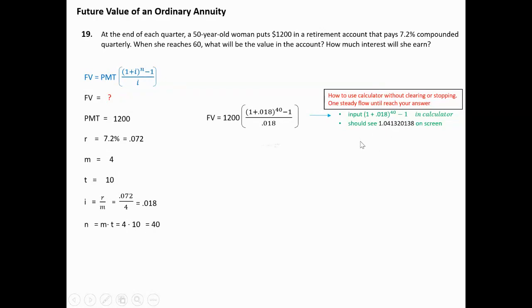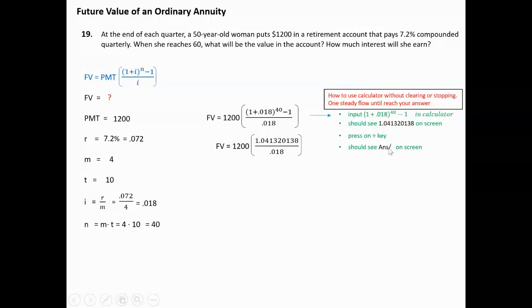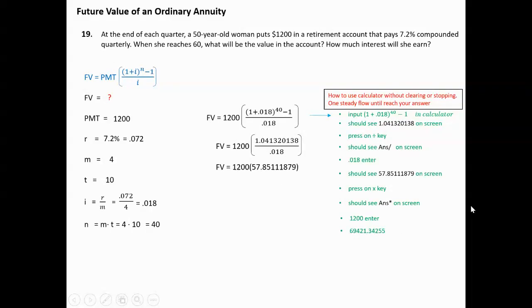Okay, after you do that, you're going to hit the division key. And divided by, you should see Answer, divided by something here. Answer with a division symbol there. Then you're going to enter the 0.018. After you do that, you should see something like 57.85111879 on the screen. Now you're going to press the multiplication key, and then multiply that by the 1200. You enter the 1200, so you should get something like $69,421.34.